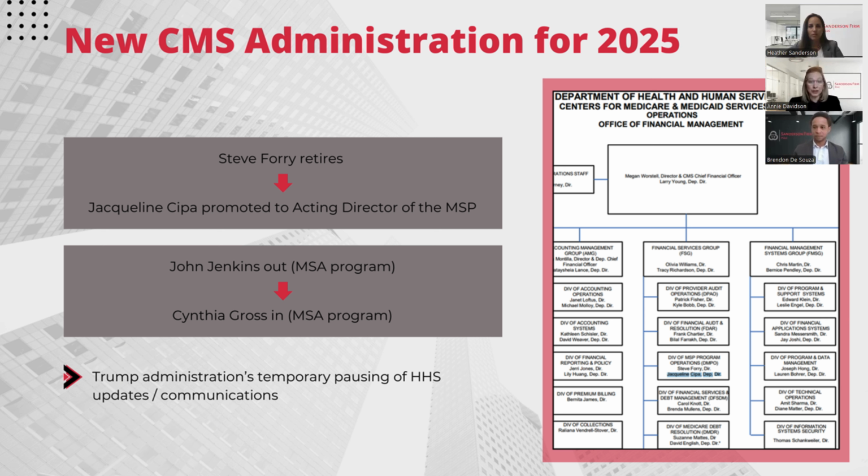What we do know is there have been some changes at the administration level with the folks that we deal with. For those of you who have been doing this a while, like we have, you may be familiar with the name Steve Forey. Steve Forey was the acting director of the Medicare Secondary Payer Unit. He retired on January 10th. So he is living life in retirement, working on some home projects, I think is what he said to those of us who talked with him at the MSP network before he retired.